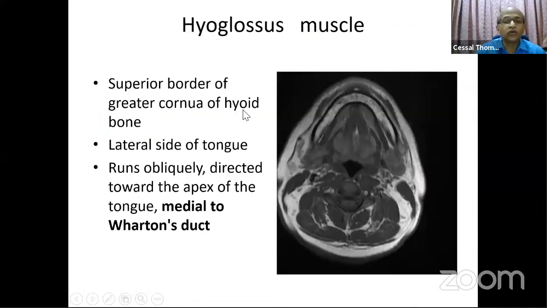And how will the hyoglossus look in cross-sectional imaging? So this is MR T1 weighted imaging. Here you can see the hyoglossus muscle as arch-like. This is the hyoglossus muscle on the lateral aspect of the tongue. The muscles are seen as isointense or grayish in T1 and T2 weighted sequences. So these are the hyoglossus muscles, from the hyoid bone on the lateral side of the tongue, and it is reaching here.